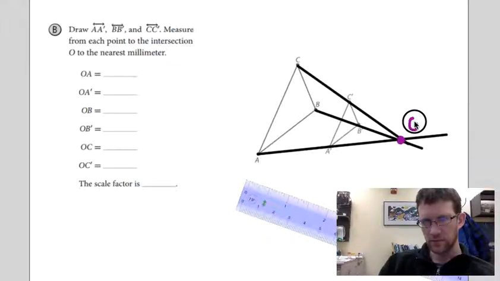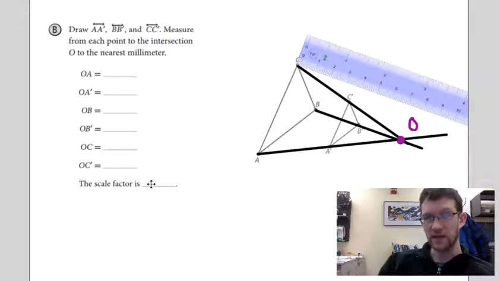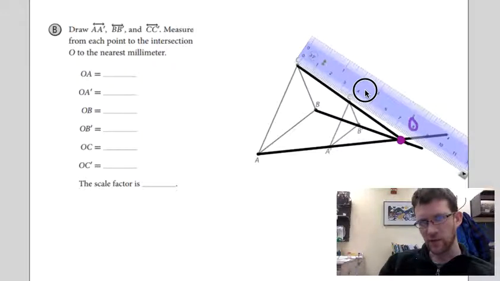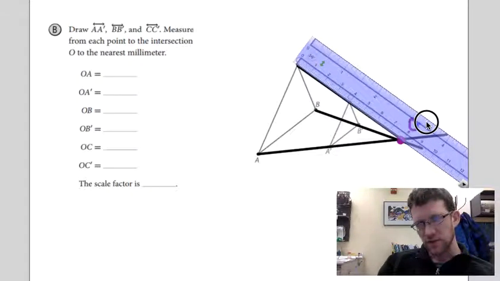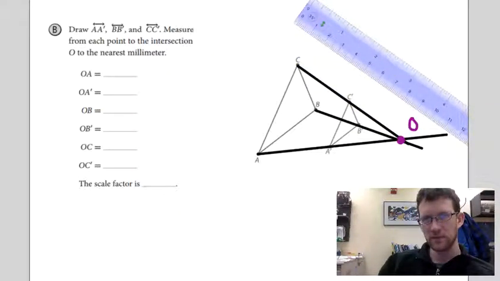I'm going to call it O. Measure each point to the intersection O to the nearest millimeter. So go ahead and use your ruler to figure out what those lengths are. The scale factor should be the same. Doesn't matter what type of ruler, whether or not it's off or not. So if it's 8 from C to O, please use your own values for this, whatever it is.